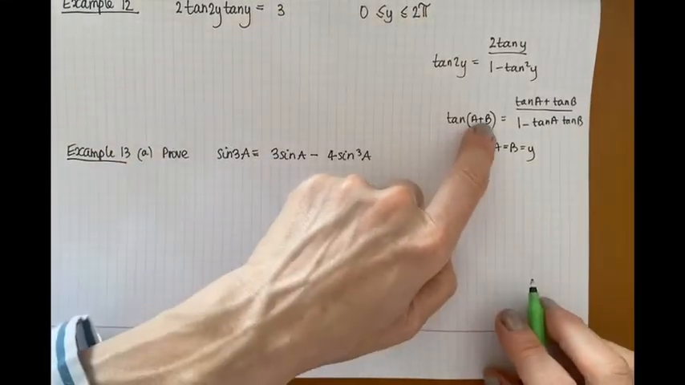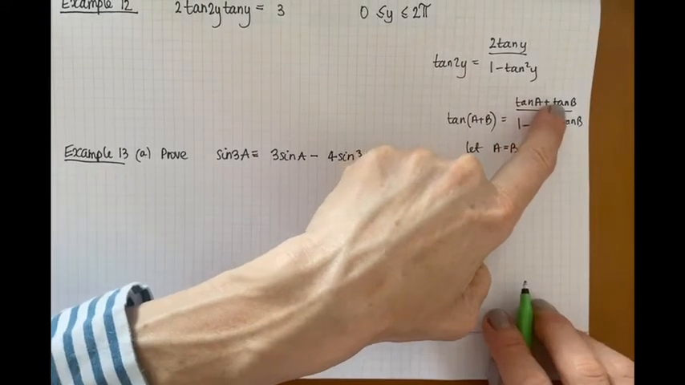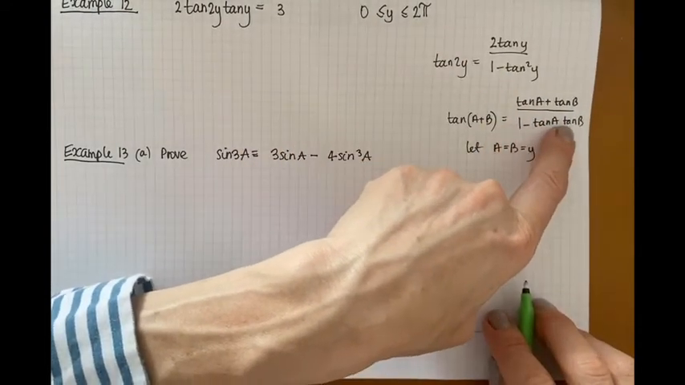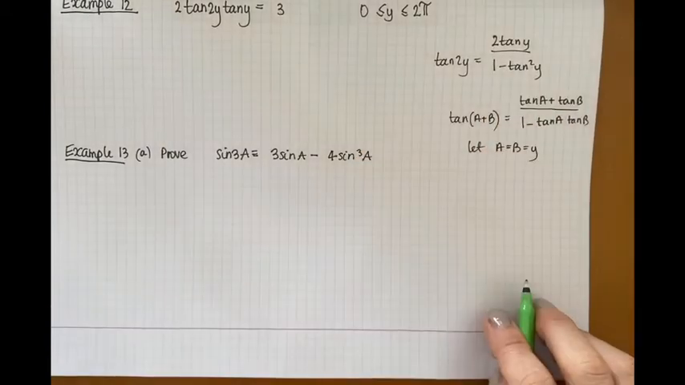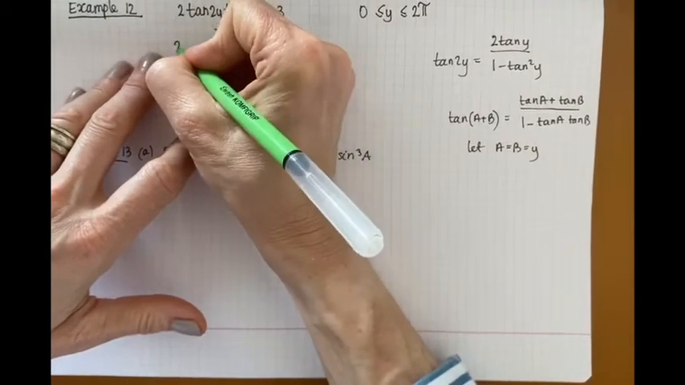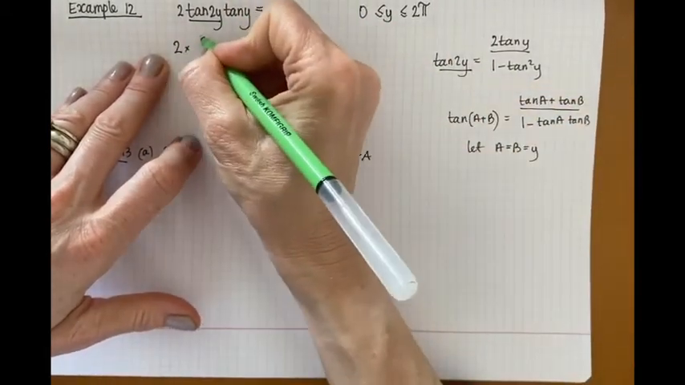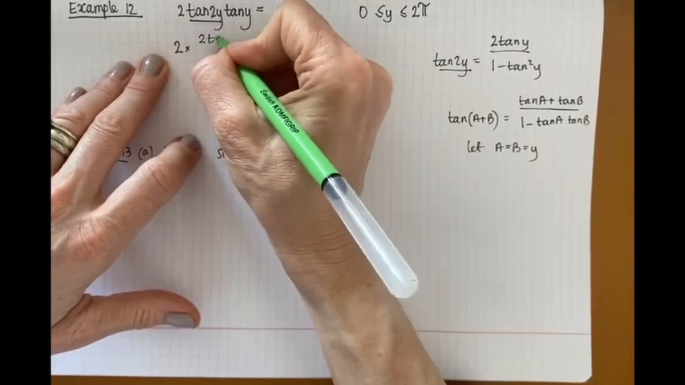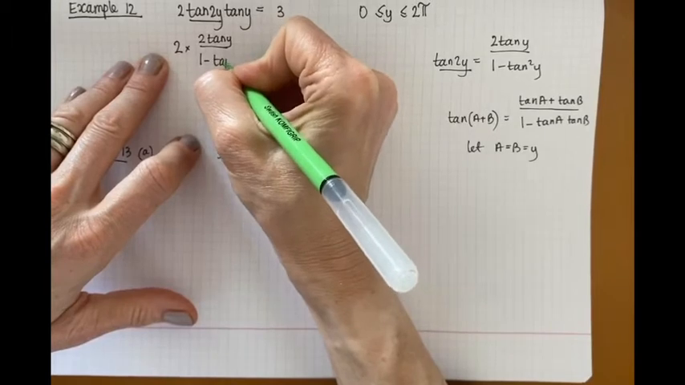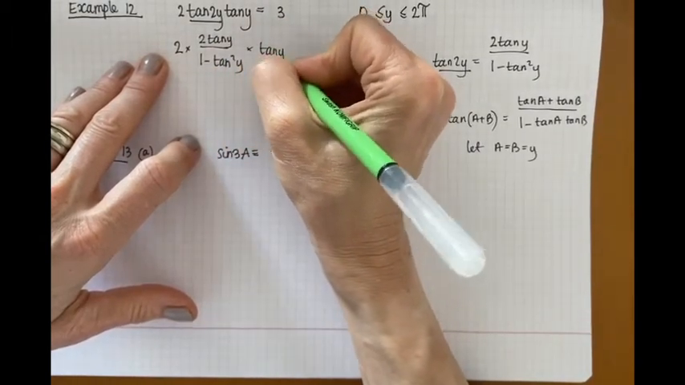And then you've got y plus y, which is 2y, and then you have tan y plus tan y, which is going to be 2 tan y, over 1 minus tan y times tan y, so tan y times tan y, which is tan squared. So you may want to do that. So let's replace tan 2y with this fraction. So it's 2 times 2 tan y over 1 minus tan squared y multiplied by tan y is equal to 3.